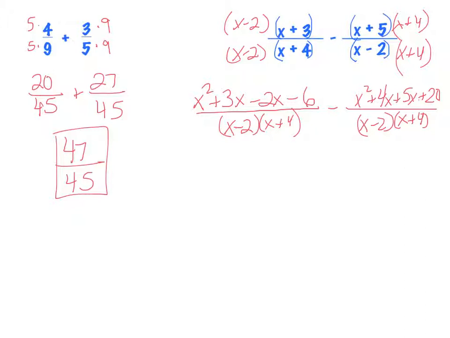Now, one of the things that you have to recognize is that we are subtracting this entire fraction. So I don't get to just put that minus on the x squared and leave the rest the same. I'm subtracting all of that. And at some point you have to take that negative and turn it into a positive and change all the signs. So this is going to become a negative x squared. This will be a negative 4x, a negative 5x, a negative 20. Okay, once you've taken care of that minus sign, then you're just looking to combine like terms. So the denominator stays the same.